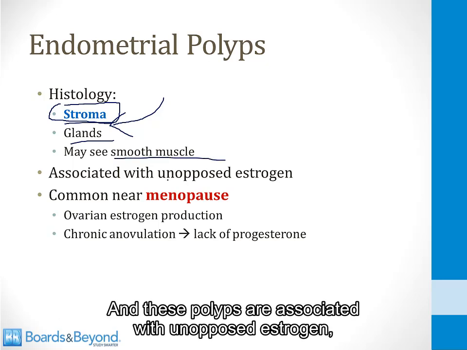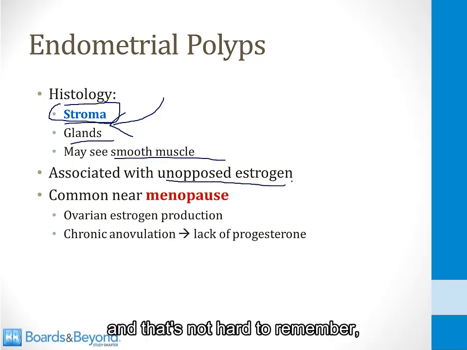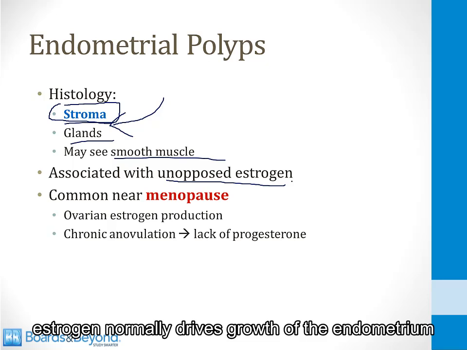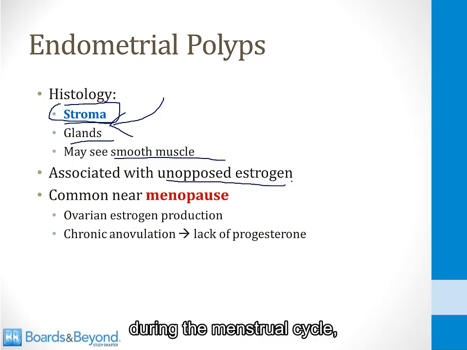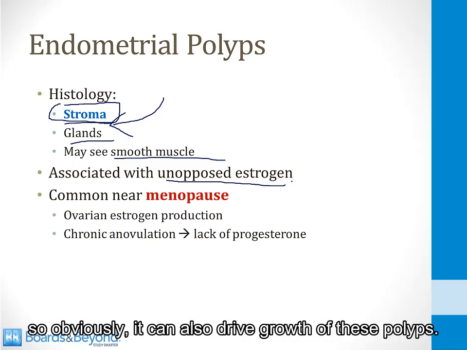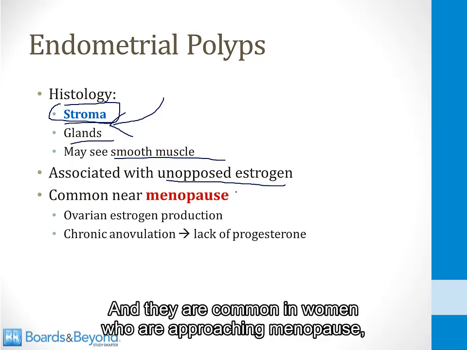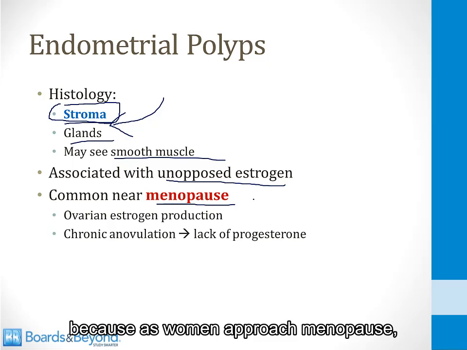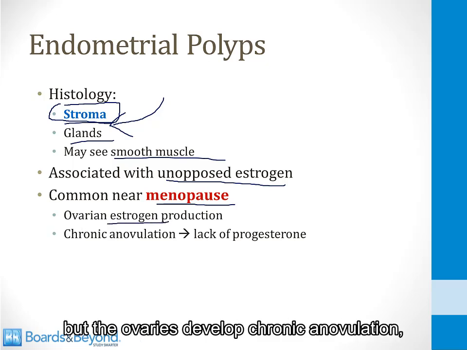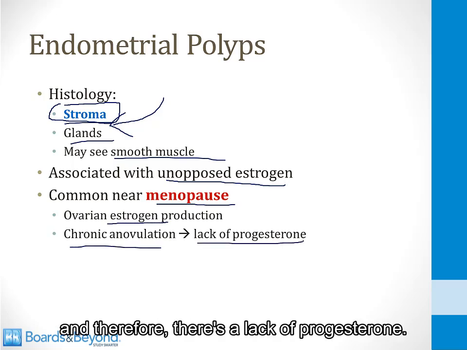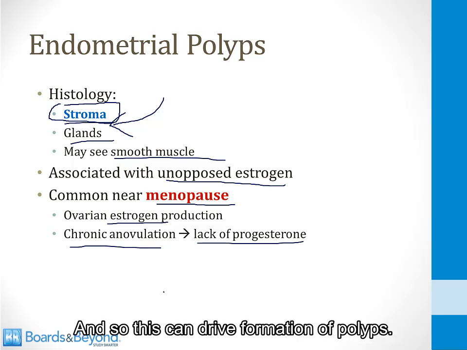And these polyps are associated with unopposed estrogen, and that's not hard to remember because, as we talked about before, estrogen normally drives growth of the endometrium during the menstrual cycle, so obviously it can also drive growth of these polyps. And they are common in women who are approaching menopause because as women approach menopause, the ovaries continue to produce estrogen, but the ovaries develop chronic anovulation, and therefore there's a lack of progesterone. And so this can drive formation of polyps.